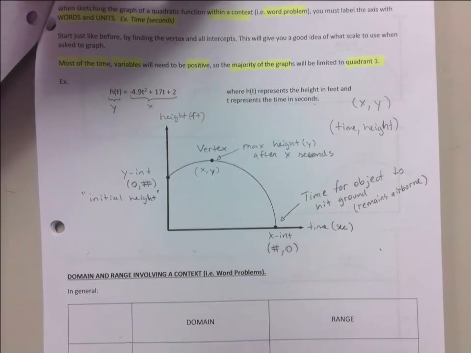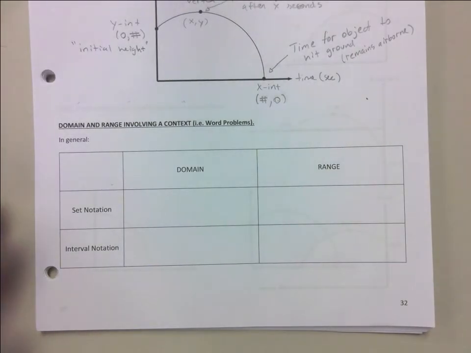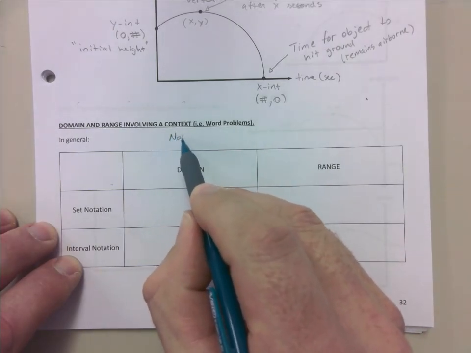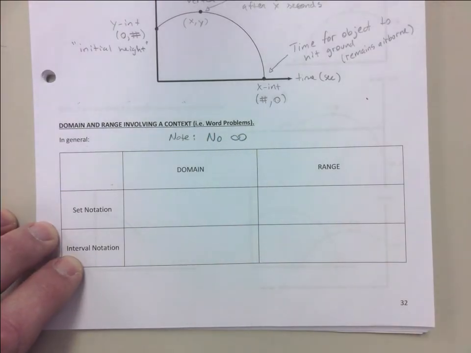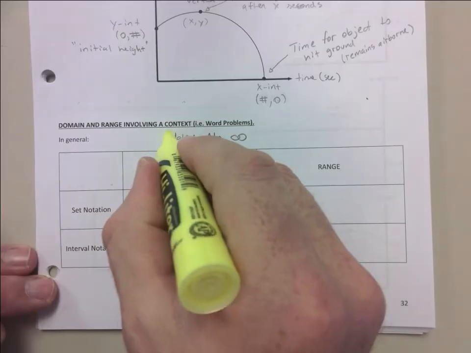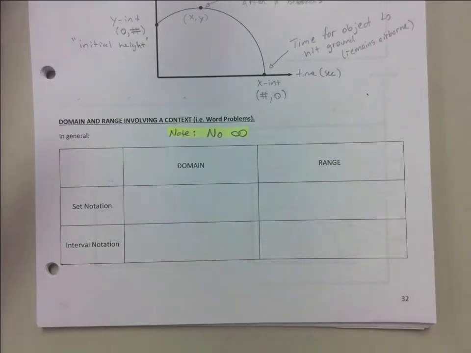Next, domain and range. Domain and range changes here, guys. It's no longer, okay? Note, none of this infinity nonsense, okay? There could be, I'm not saying there will never be, but for now, forget about it, okay? No infinities, because it stops. We were talking about real world scenarios where things stop moving, okay?